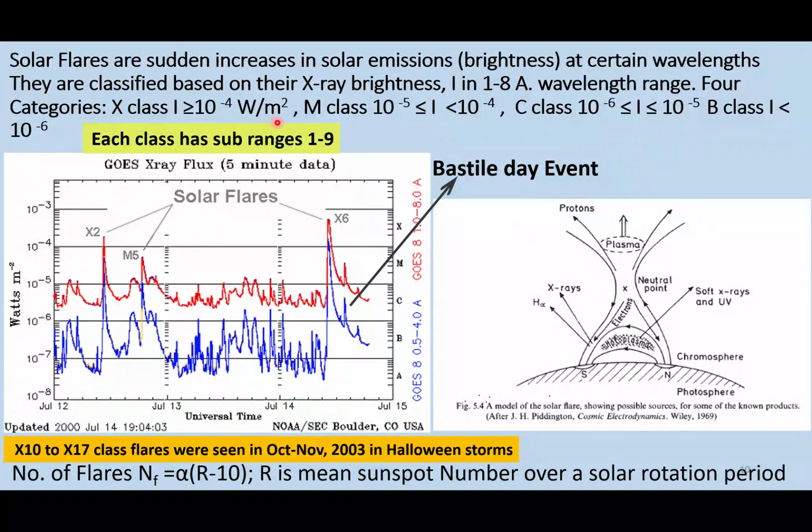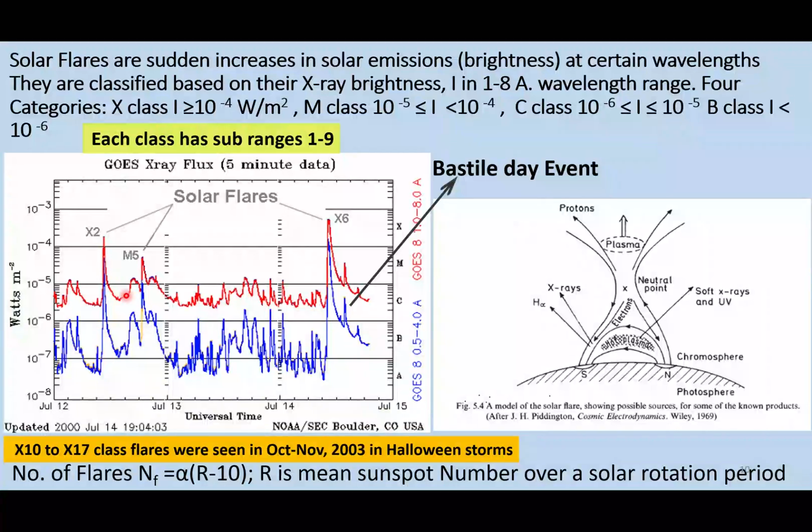So if you look at this graph, what it shows is the X-ray flux or X-ray intensity or brightness measurements. The blue graph shows a particular wavelength band, 0.5 to 4 angstrom units, and the red graph shows another wavelength band, 1 to 8 angstrom units. Both curves are almost similar. So you see, for example, here at this time, there is a sudden spiky increase of the X-ray flux, and that is a solar flare.